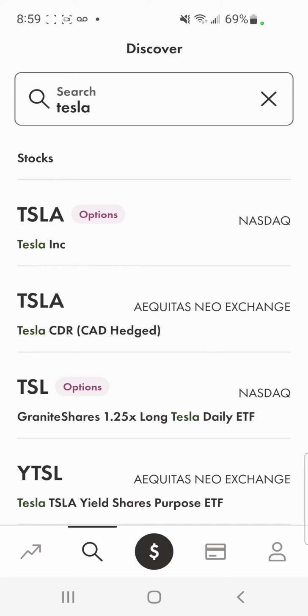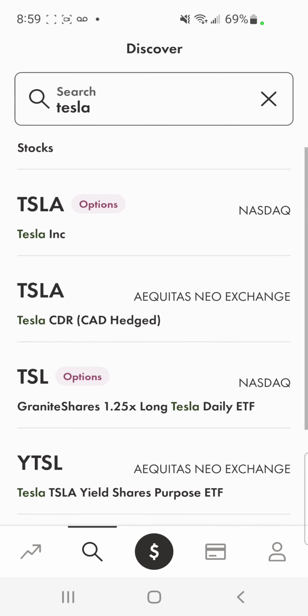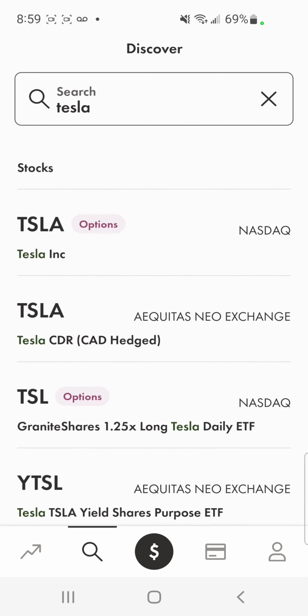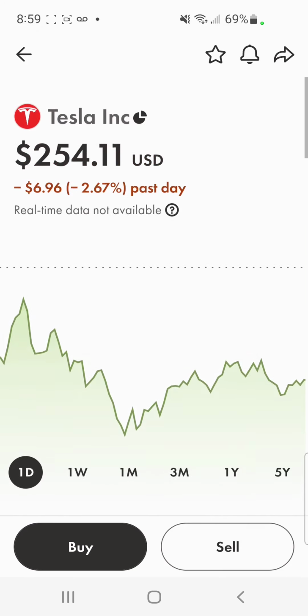On the far right side you see something called NASDAQ. That's what it's traded on. Other times you might see TSX, which would be the Toronto Stock Exchange. Sometimes you see the New York Stock Exchange. You also see the word options next to the ticker Tesla. That means you can buy options on this.